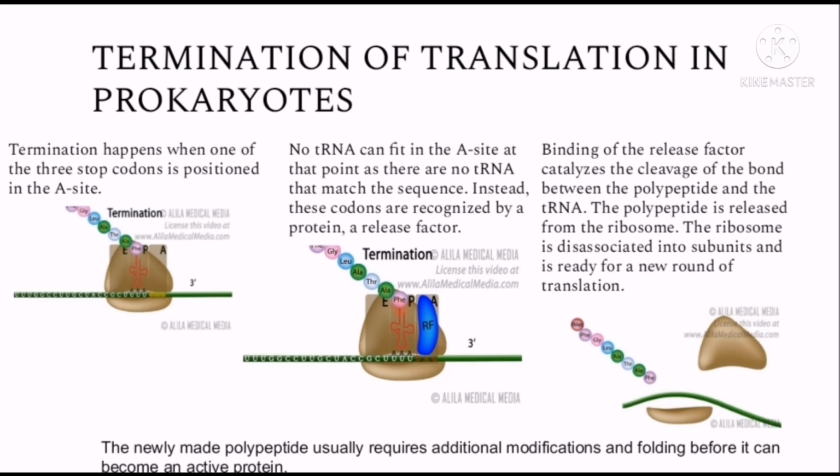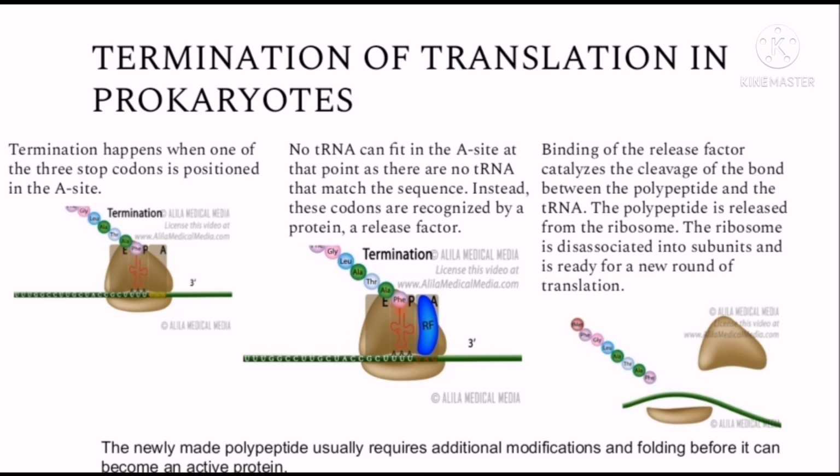Now on the last part of the termination, now that the codons are recognized by the protein, the binding of the release factor catalyzes the cleavage of the bond between the polypeptide and the tRNA. So the protein catalyzes the cleavage of the bond, which will cause the breakup. From the word termination, the process is now terminated. Now, the polypeptide is released from the ribosome.